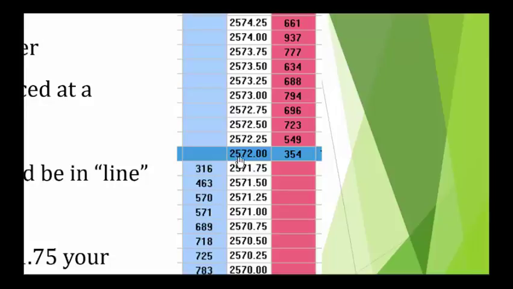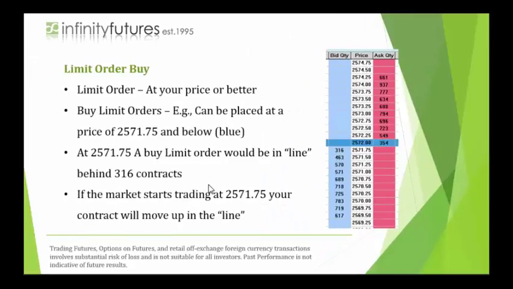Now, if you were to put a limit order in at 25.72 even, well, you would get filled immediately, right? Because there's offers at that price. That's where the market's trading. You'd probably get filled immediately. Okay, so limit orders are typically thought of as below the market on the buy side, above the market on the offer side. And again, you're in line, so the more patient you are, the closer your contract gets to the front.